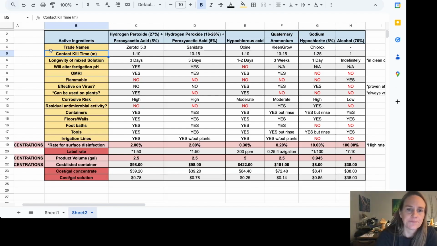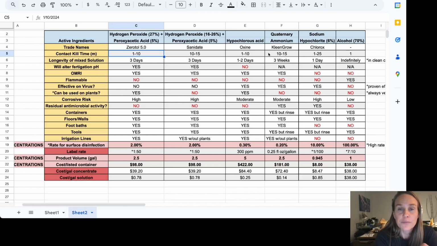So, take this as a generality, knowing that things can be different depending on the organism you're trying to treat. And so looking at these common ingredients, peroxide, you're looking at 1 to 10 minutes at this ratio with xylitol. Sanidate is a bit longer, but is more aggressive. Hypochlorous acid, 1 to 10 minutes. Quinary ammonium, 10 to 15 minutes.